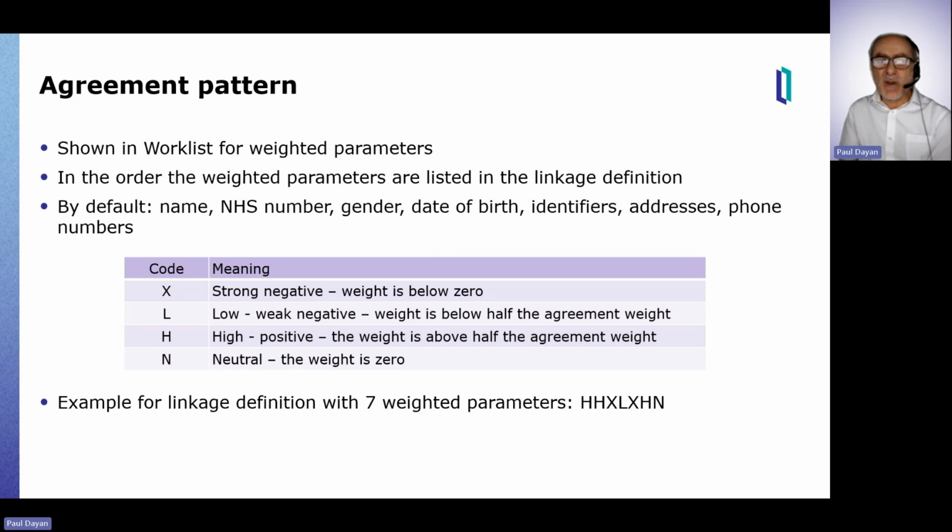X means a strong negative with a negative link weight, typically the parameter's disagreement weight. L is a weak negative, a positive link weight, but less than half the agreement weight in the parameter. H means a high match, more than half the parameter's agreement weight, and N is for neutral. The link weight for the parameter is 0, which typically means the parameter was blank in one or both of the identities.